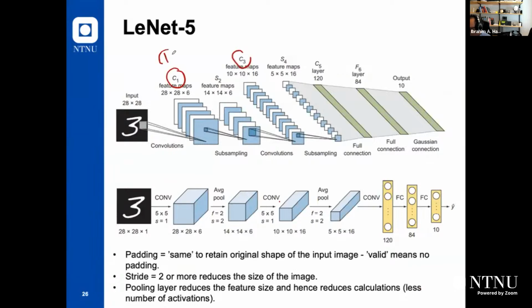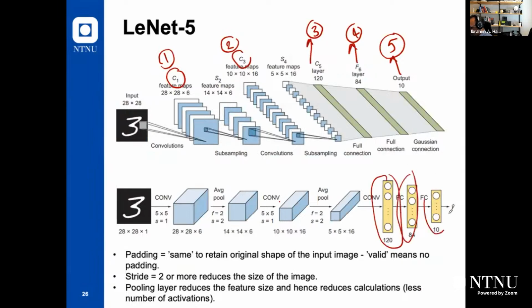This is layer number 1. This is layer number 2. And after that, we will have this fully connected layer number 3. This one number 4. And this is the output layer, number 5. They call it LeNet 5 because it consists of 5 layers, 2 convolutional layers and 3 fully connected layers. Those fully connected layers are a feed-forward neural network, like this one. So it's a fully connected layer, the same as the one we used for classifying the iris dataset, exactly the same.